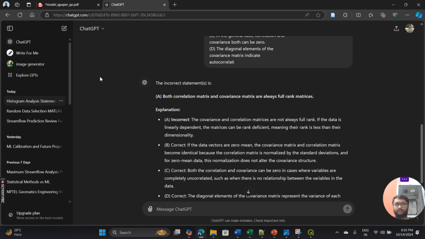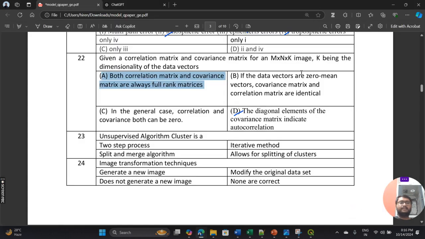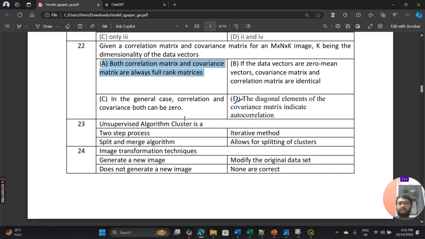I'll see the other options and why the others are correct. If the data vectors are zero mean vectors, the covariance matrix and correlation matrix are identical, because if the mean is zero, it will not matter, they become identical. In the general case, correlation and covariance both can be zero, so that might be possible, because if covariance is zero, correlation will automatically become zero.